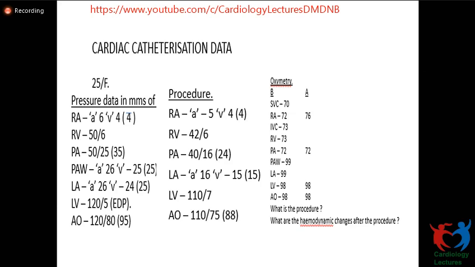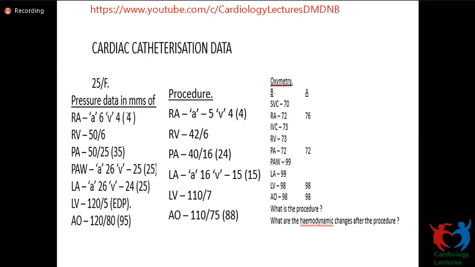Then pulmonary pressure is systolic 50 and diastolic is 25 and mean is 35. Is it normal? Elevated. Is there a gradient across the pulmonary valve? There is no gradient, sir. Across the tricuspid valve? RA is 6 and RV end-diastolic pressure is 6, so no gradient. Okay, right, yes.